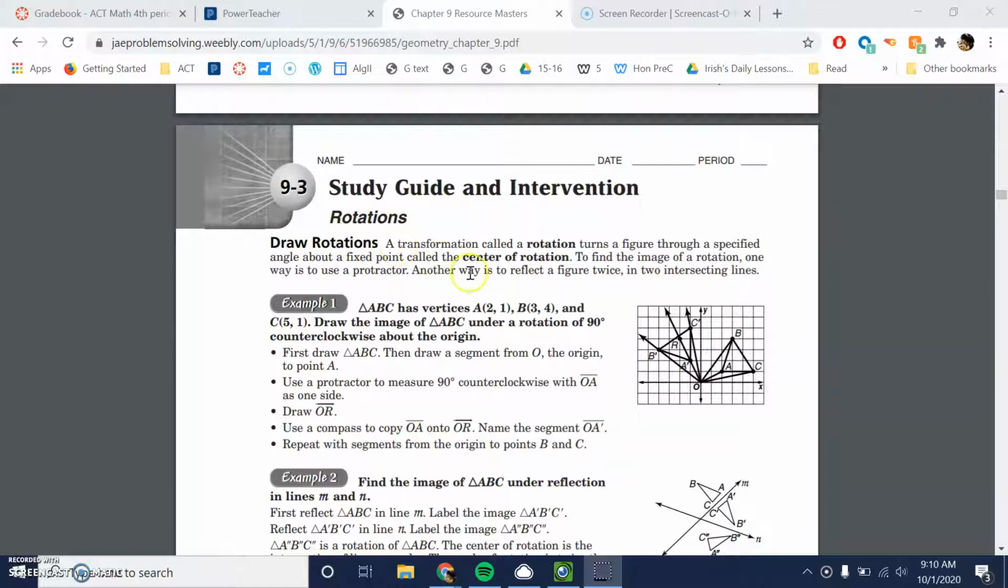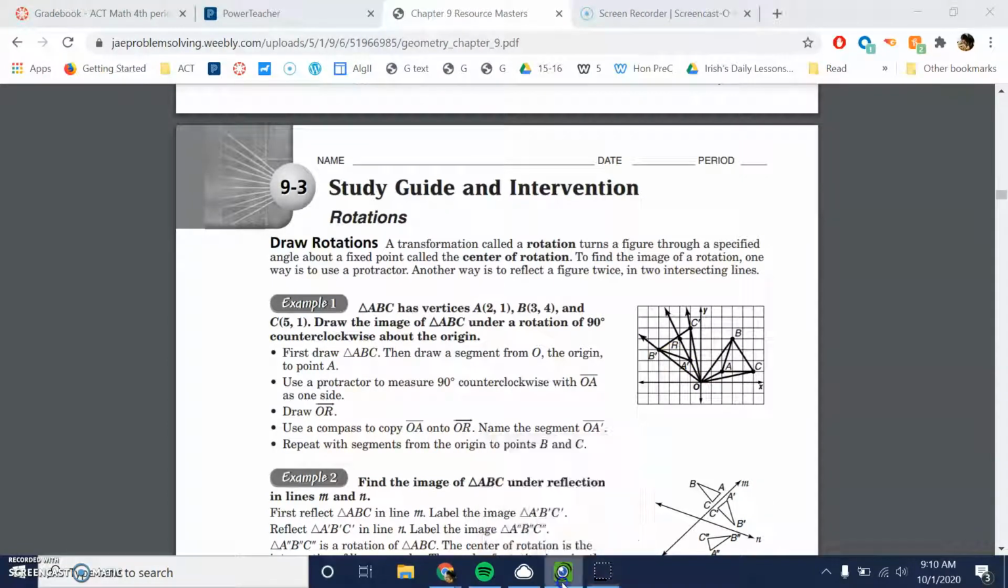So, drawing rotations. We're going to rotate around a point, going around in circles, and it can go in two directions, clockwise or counterclockwise. So let's see which one we're going to do. The important thing is the transformation called a rotation turns a figure through a specific angle about a fixed point called the center of rotation. And we're going to do example 1.